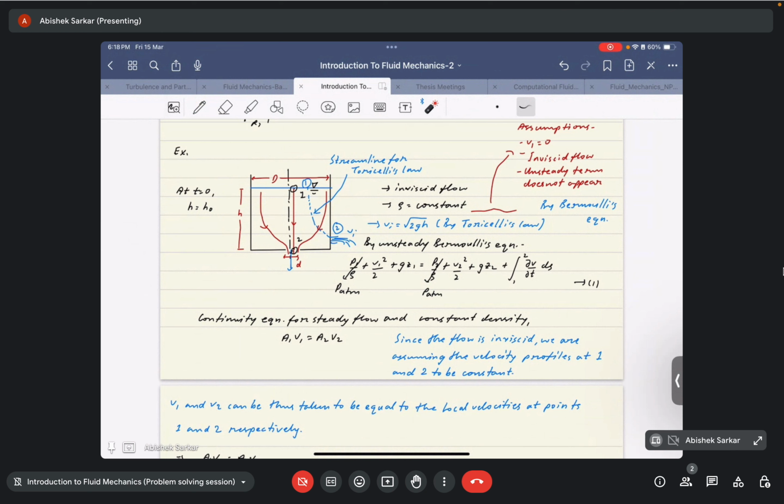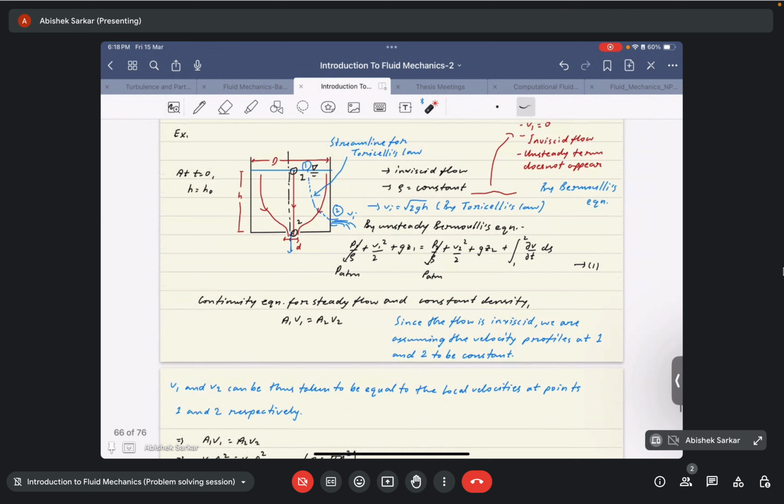We now try to apply Bernoulli's equation to find the time required to drain the tank. This is the end goal of our objective, that is, we want to find the time required to drain the tank. But we can also find the velocity at the exit and such parameters by the application of Bernoulli's equation at two different points of the given geometry.